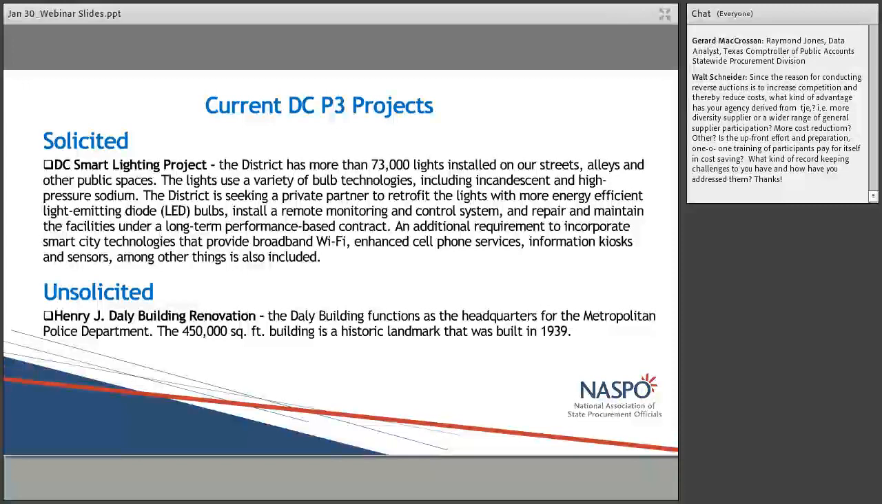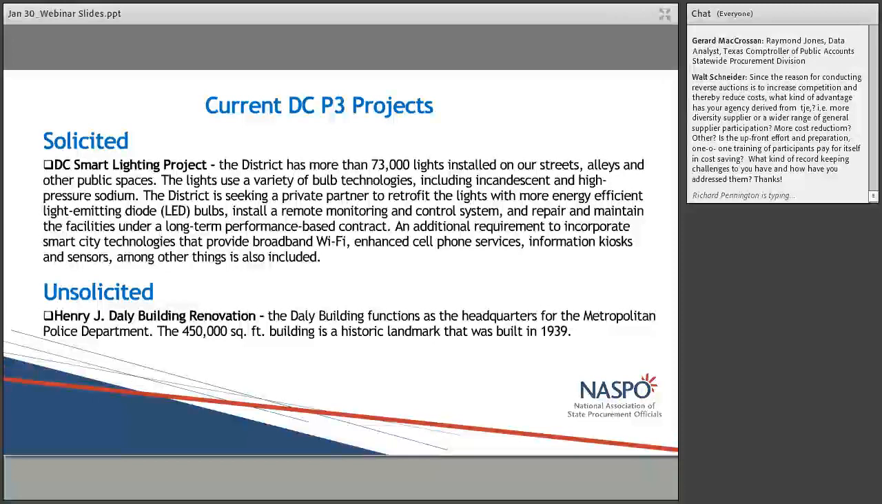Excellent. Thank you so much, Todd. Thank you for walking us through the P3 process in DC and the key components and characteristics of P3s and the types of P3 agreements they can be used for. I really appreciate you making the clarification that this is not privatization, which may be helpful for those of us who may be P3 skeptics. So thank you so much for that.